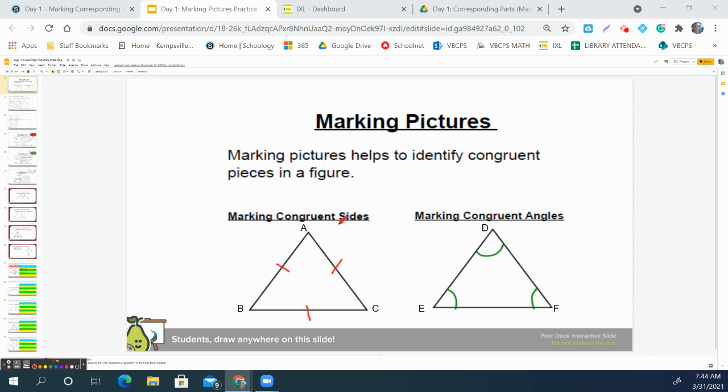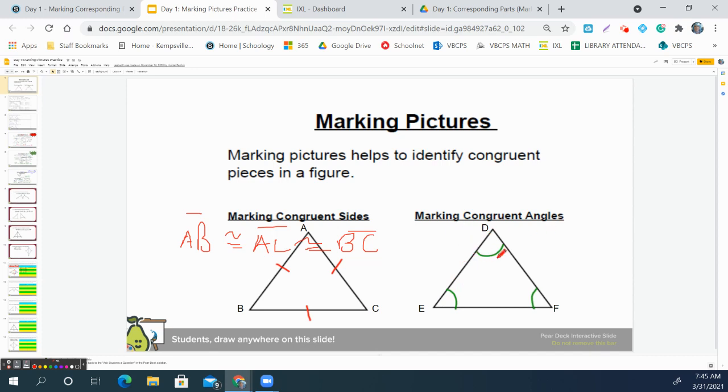This is just kind of a basic review, but when we're marking congruent sides, we use tick marks, right? So side AB is congruent to side AC, which is congruent to side BC, right? If I give you these tick marks, you can write any part of this statement. Everybody good with that? Pretty basic, right?